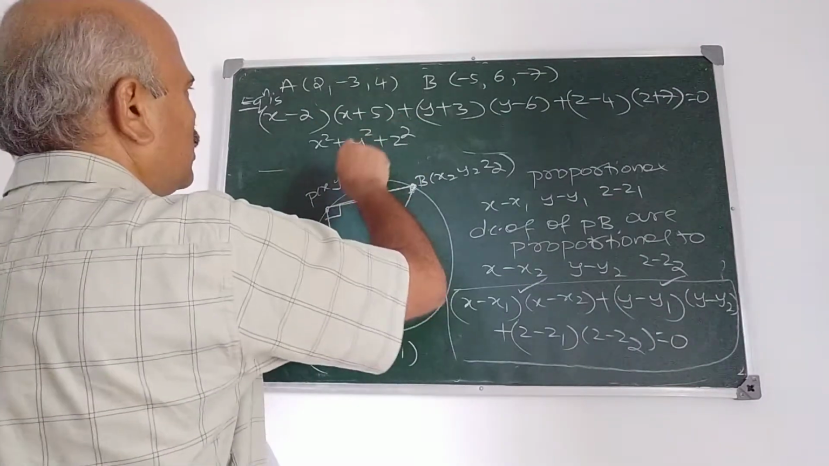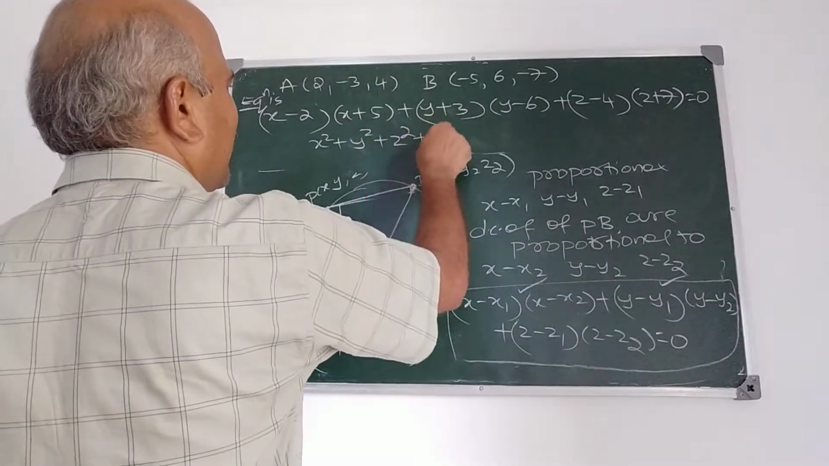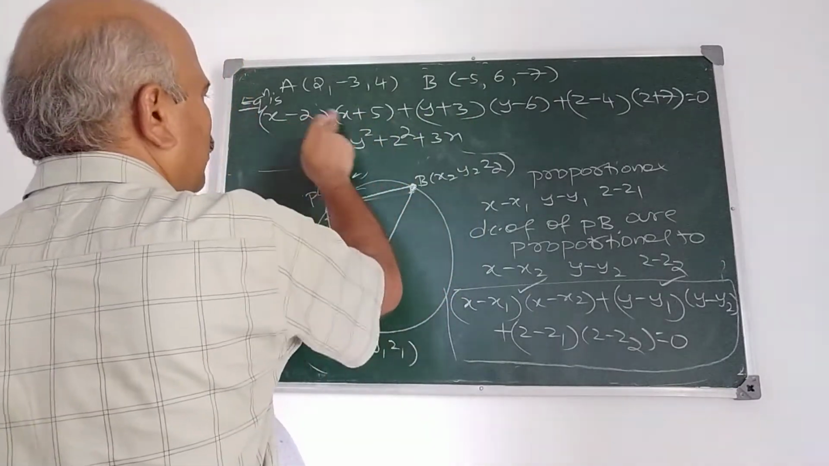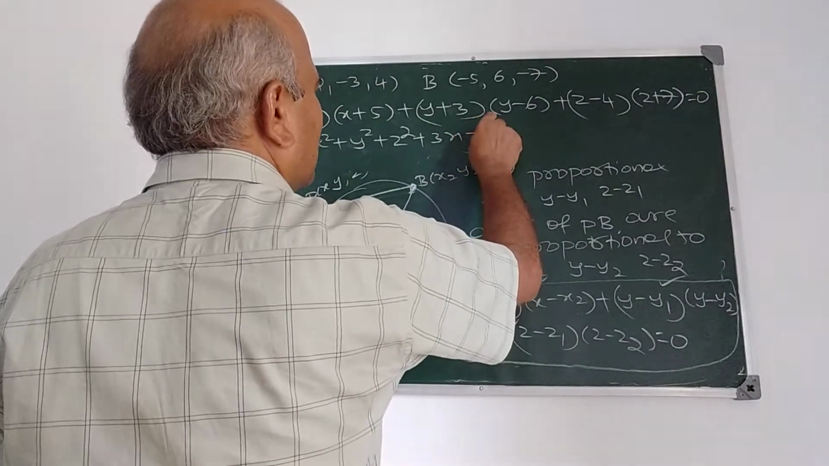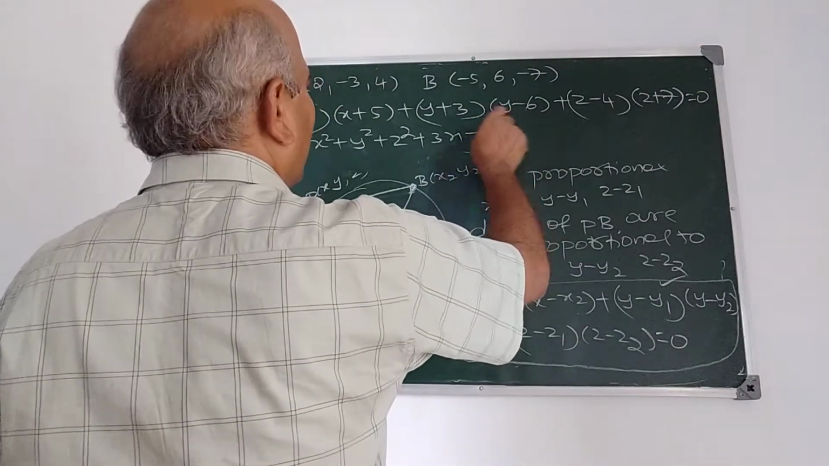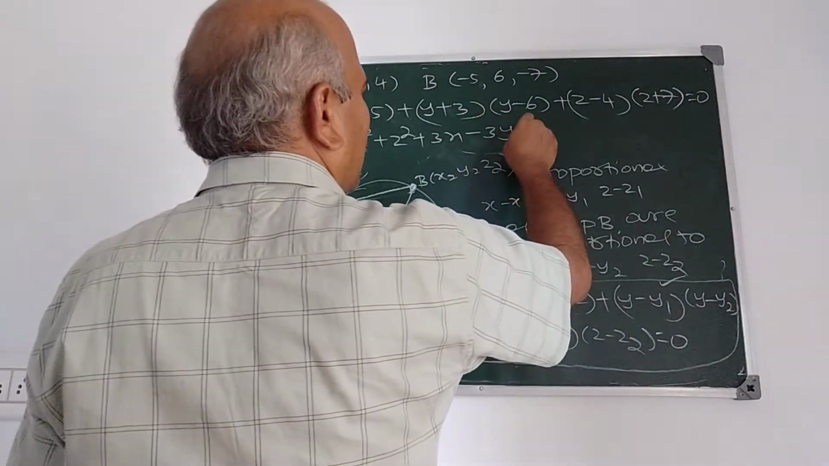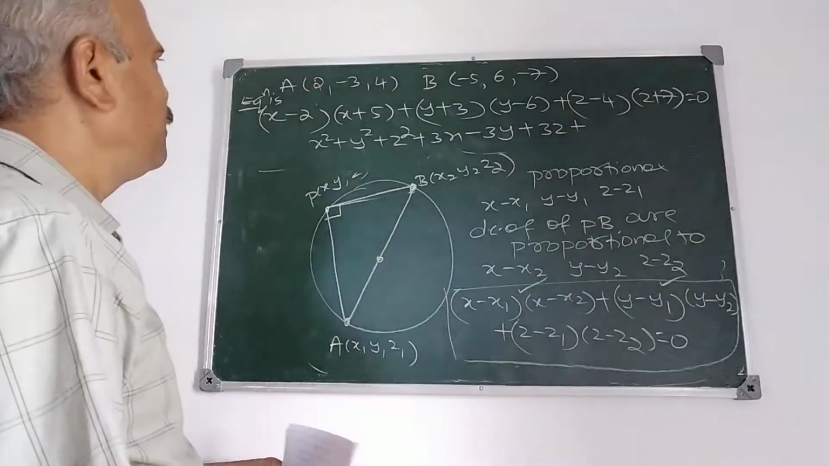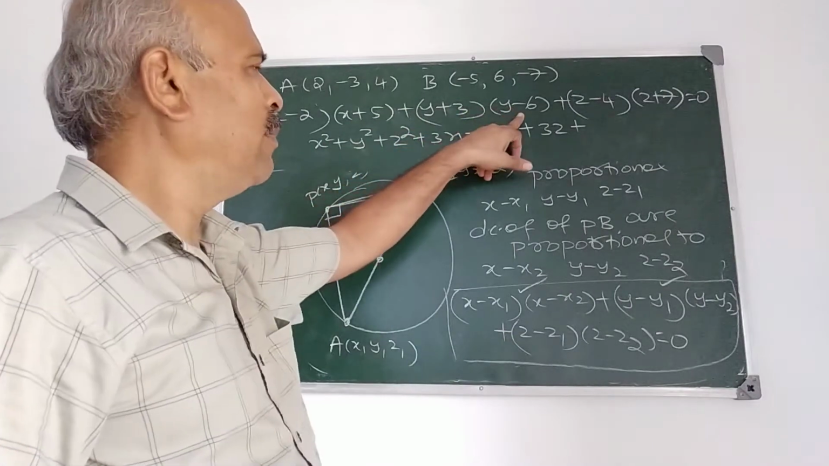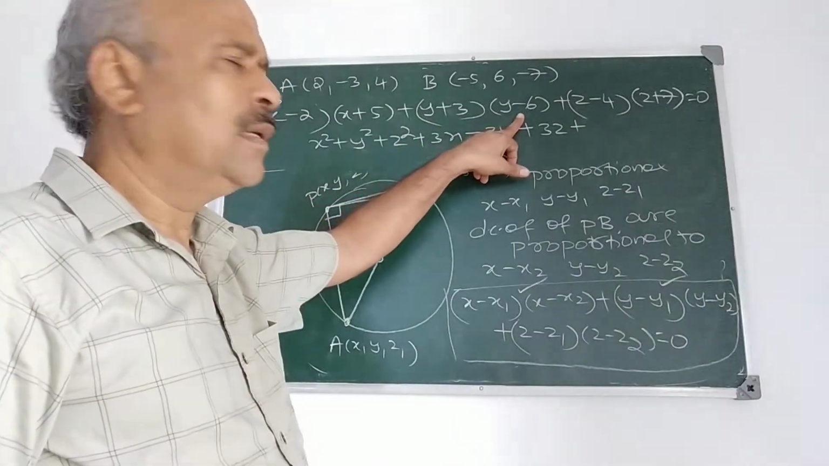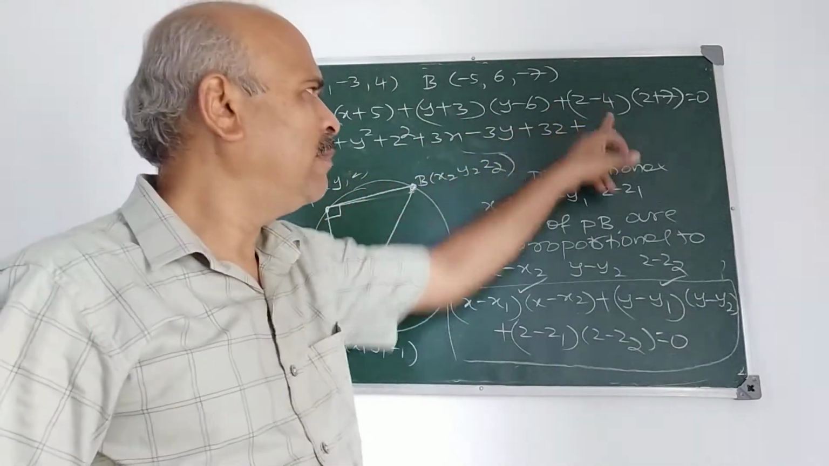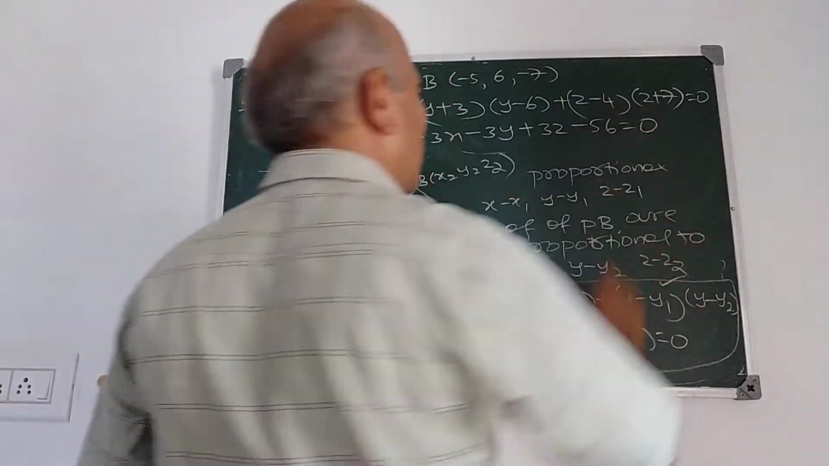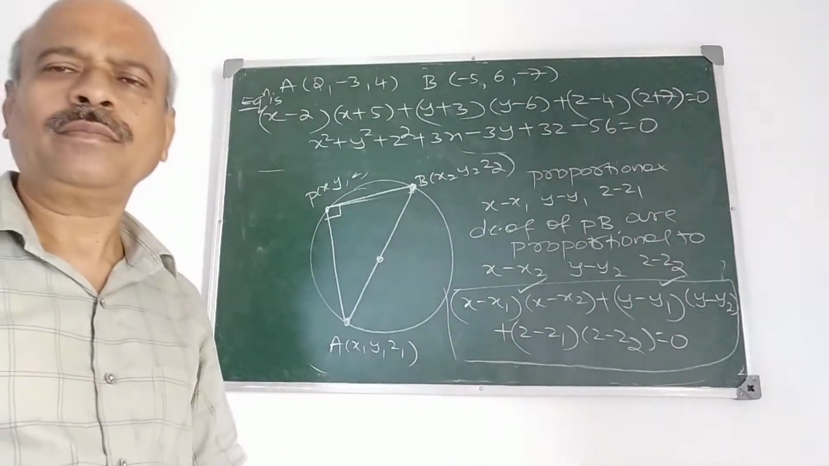I take the square term first, plus 3x minus 5 plus 5 minus 2 minus 3y plus 3z, plus the constant term: minus 10 minus 18 minus 28 minus 28, minus 56 is equal to 0. This is the equation of the sphere.